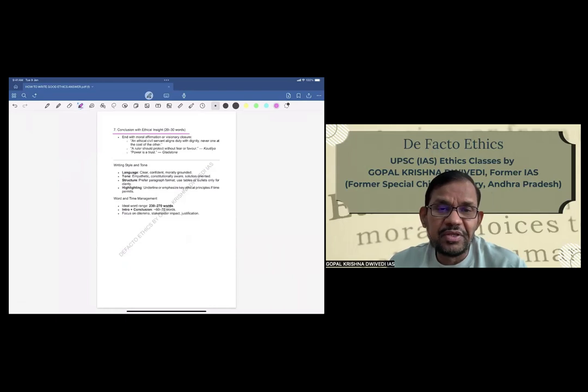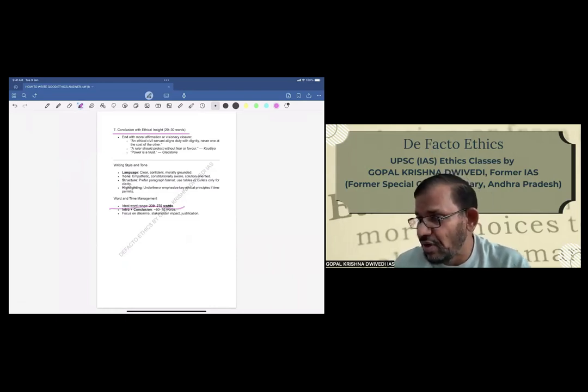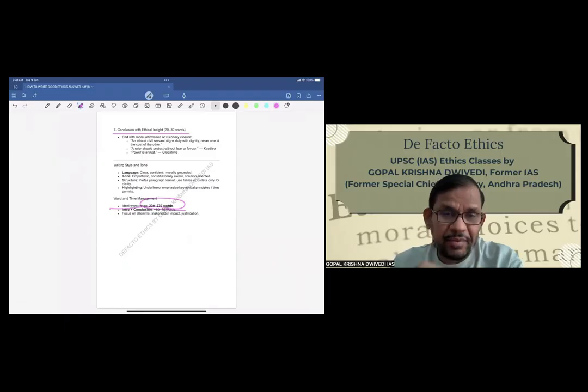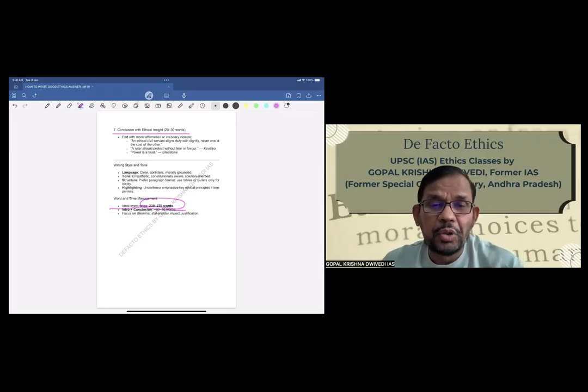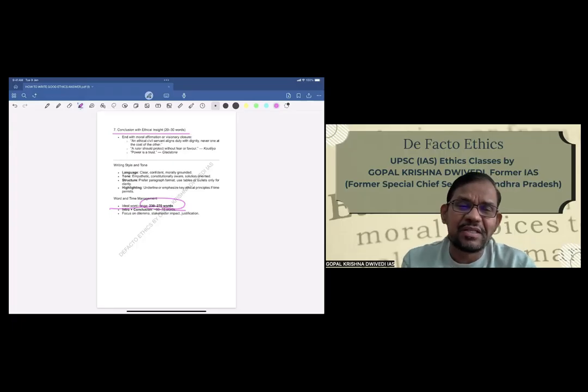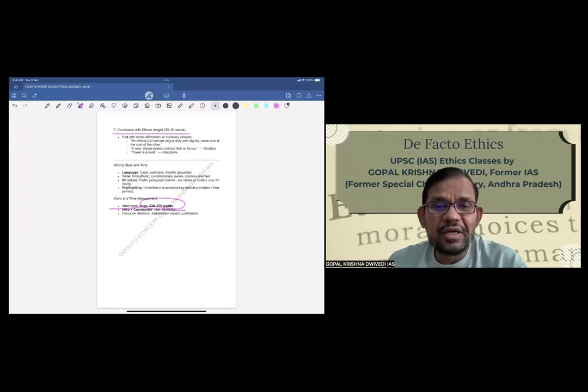So this is what, briefly, and the number of words is also important. Ideal words are 230 to 270, depending on which part, A, B, C, D, you are attempting. If you decrease, you are going to lose marks. If you increase, anyway you cannot, because space is not available, but you will waste unnecessary time also. So this is what you have to do.